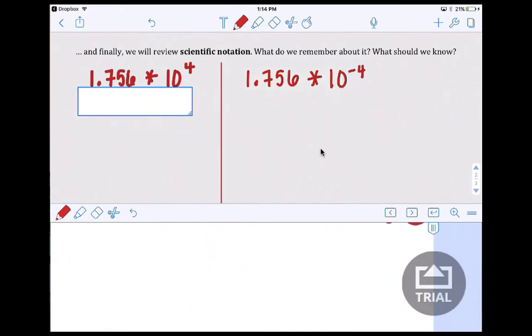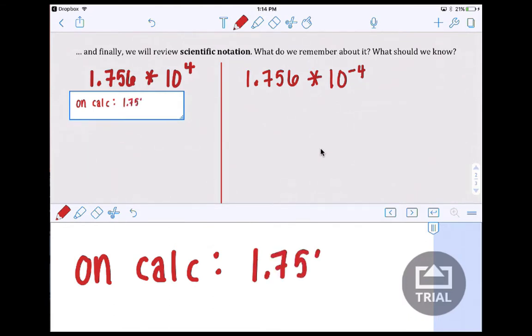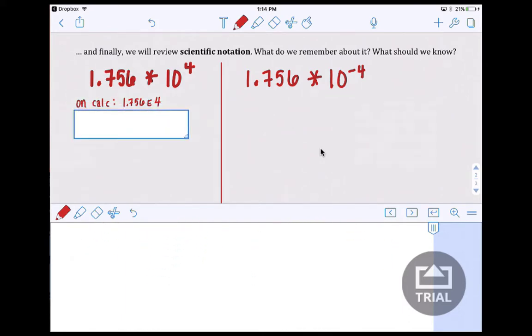So we'll start with the positive exponent. On your calculator, you might see something like this if you got this as an answer: 1.756 E4. Okay? Now that's the same thing as saying what's on the top. However, do not write that on your test. Write the top. Know that E means times 10 to whatever the power is after the E. Do not write the E. It's going to be my pet peeve.